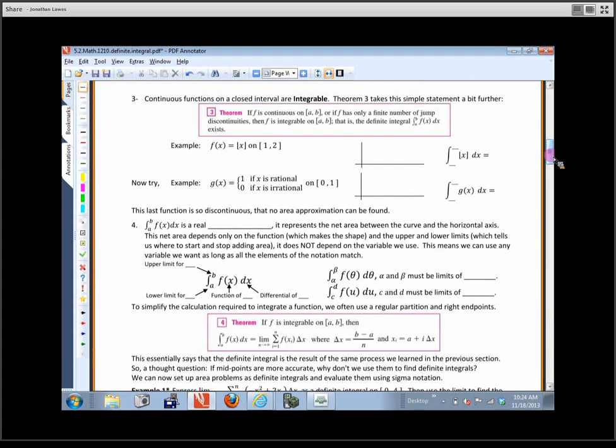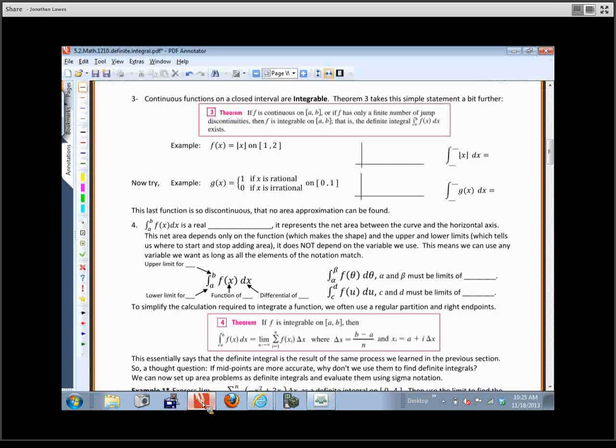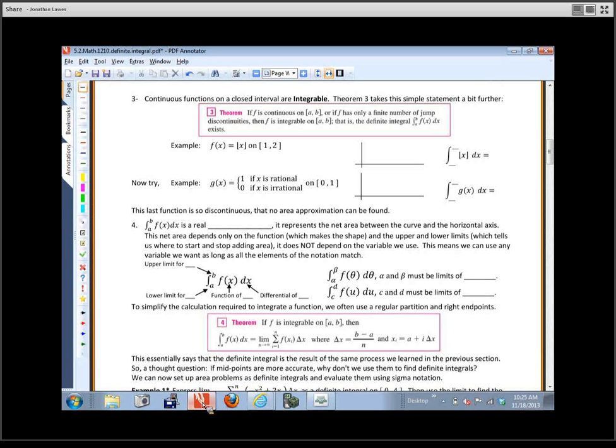There's some other things that we ought to be aware of, and then we'll actually do some problems and find some nice number answers. Okay, continuous functions on a closed interval are integrable. Continuous functions on a closed interval are integrable. So what that means is if you've got a continuous function on a closed interval, you can find a number answer that represents the net area between the curve and the horizontal axis. Okay? So there's a theorem in your textbook that takes this just a little bit further, and it says this. If it's continuous on a closed interval and it has only a finite number of jumps, and I'll add or holes if you want, then it's still integrable. You can still find a number answer for it.